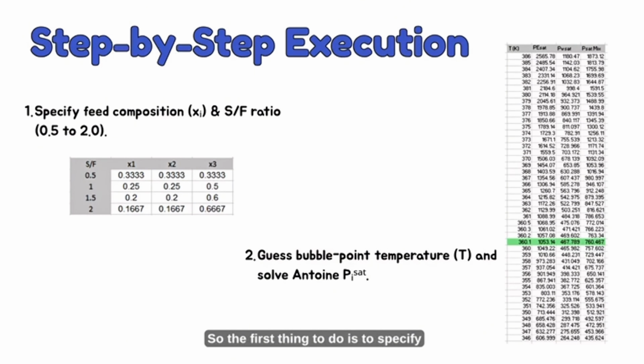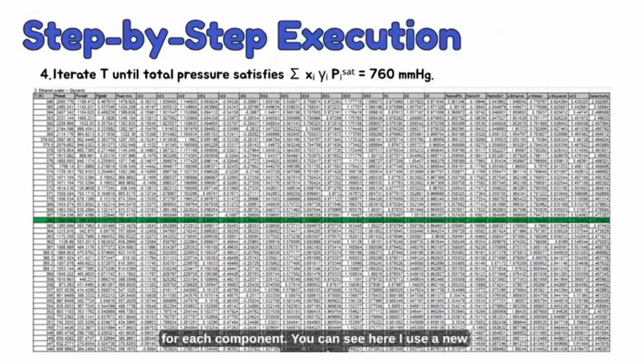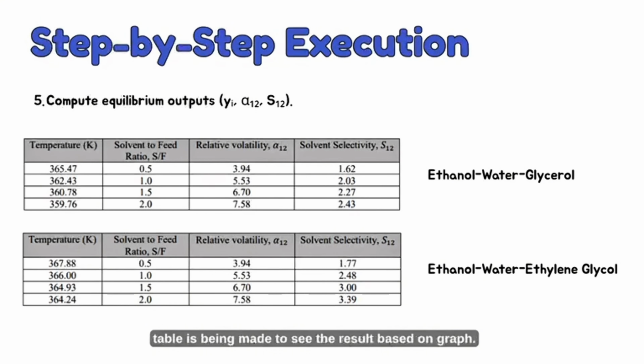The first thing to do is to specify the feed composition and also the solvent to feed ratio, and then guess and iterate the bubble point temperature and solve the Antoine equation based on the Yaws handbook. After that, using the NRTL model to calculate the activity coefficient for each component. You can see here, I use the new saturation pressure and reiterate to find the total pressure as 760 mmHg, which is 366 Kelvin, and this will be applied to all the solvent to feed ratios. After doing iteration, the table is made to see the result based on graph.